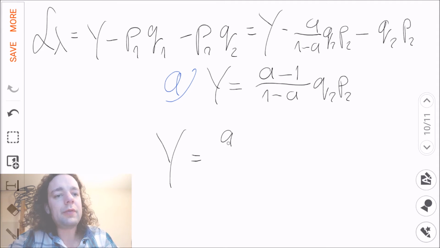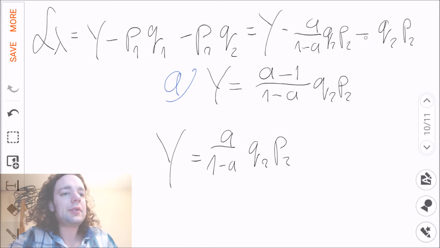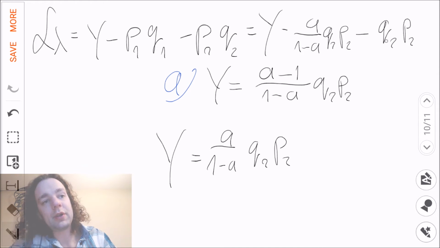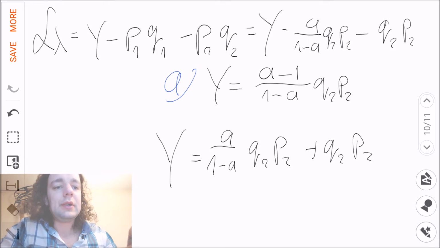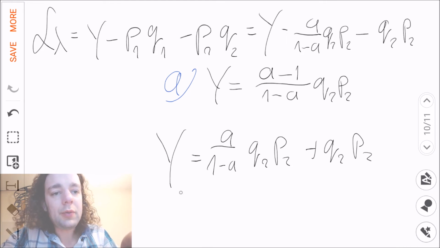So the first term becomes positive where it was negative, Q2, P2. And the second term also becomes positive, right? This becomes positive because to remove it here, we add this term and we add it to the other side. And we do the same for you. So we add to this side and it's gone, and we add to the other side. So here we get also Q2, P2. Okay, easy.